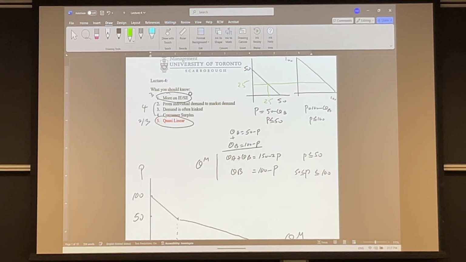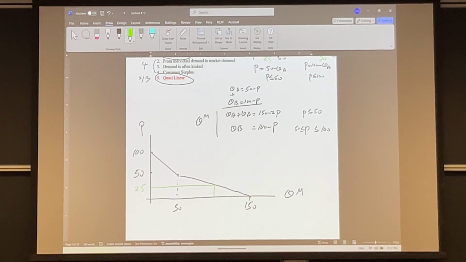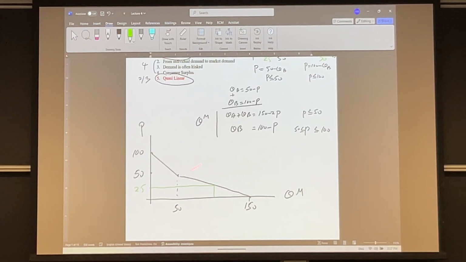25. Right? How much does the second consumer buy? 50. How much does the market buy? Well, you should put 25 where? Here or there? There. What do you got? 100, right? You get 100? If the price is 25, you should put 25 there. You get 100? Is that?